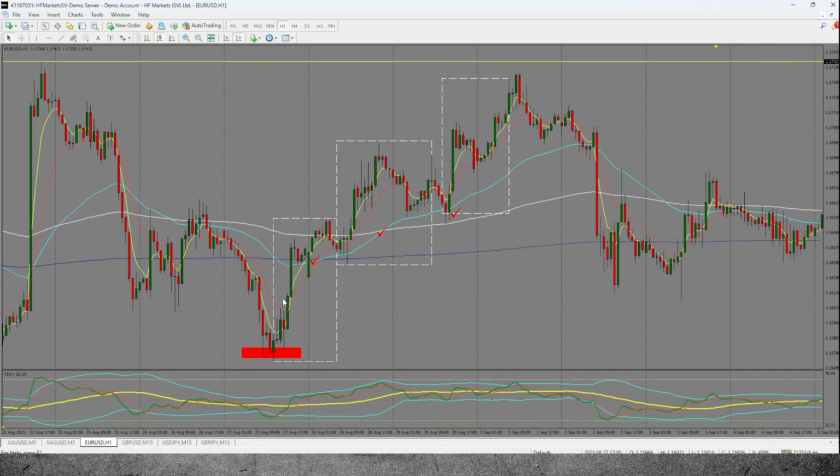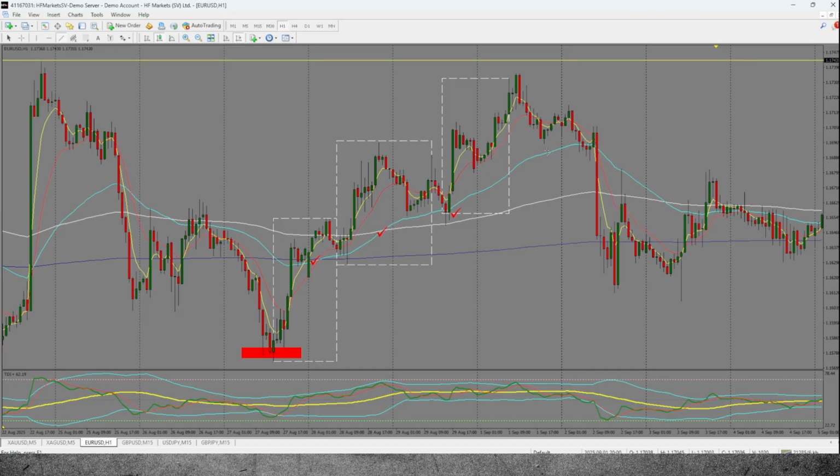Therefore, we would say level 1 is valid, level 2 is valid, and level 3 is valid. At the end of the cycle, we are going to look for either a head and shoulders pattern or an M pattern. Like in this case, we had shoulder, head, shoulder, like that. And after that, we could enter at the second shoulder.